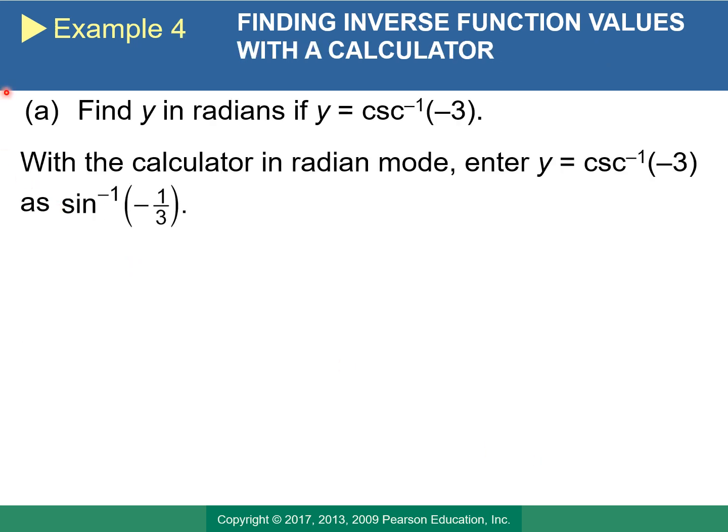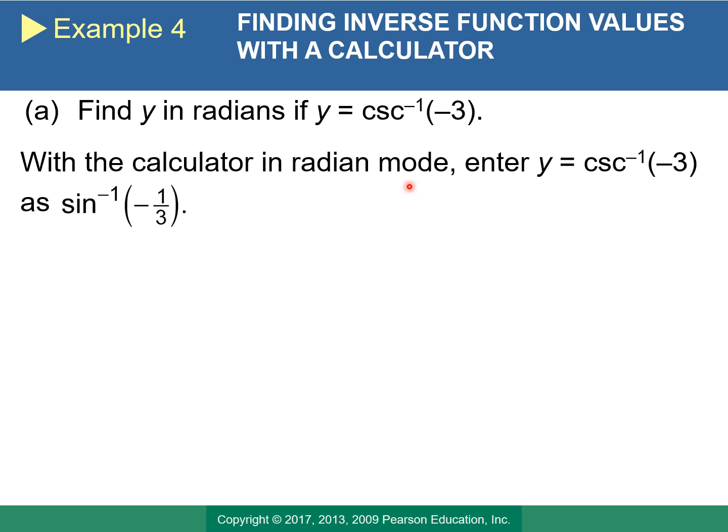Now let's do this again, another example, but this time with a calculator. Find y in radians, so change your calculator to radian mode, if y equals cosecant inverse of -3. In radian mode, most calculators don't have a cosecant button, let alone a cosecant inverse button.